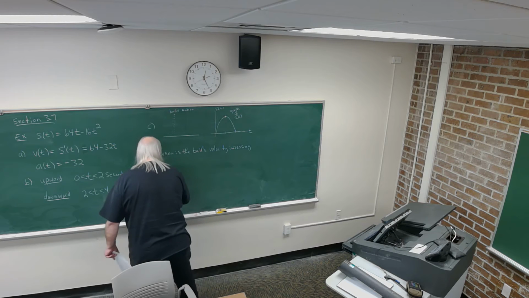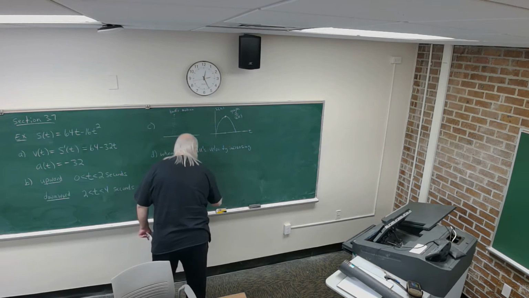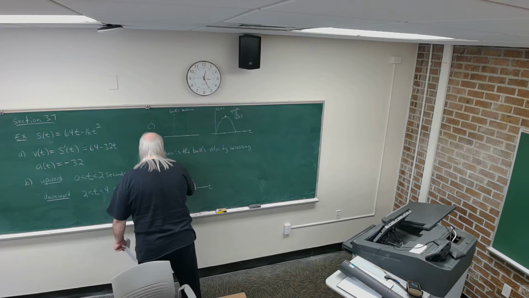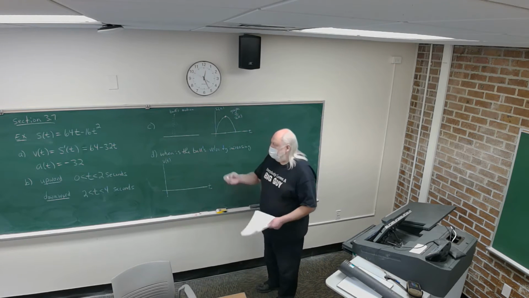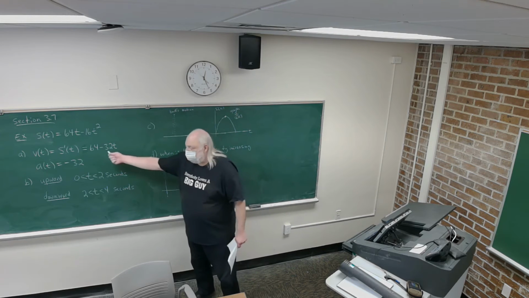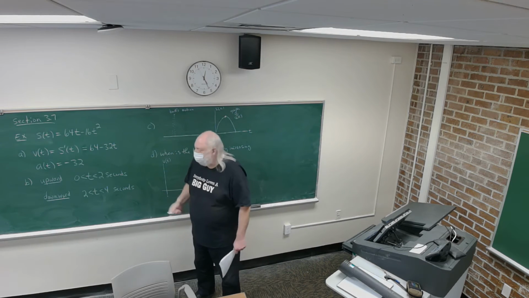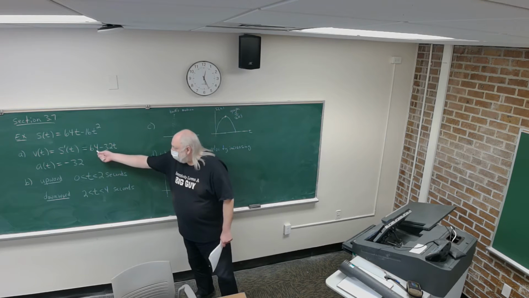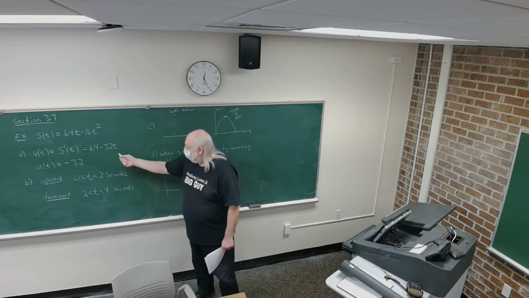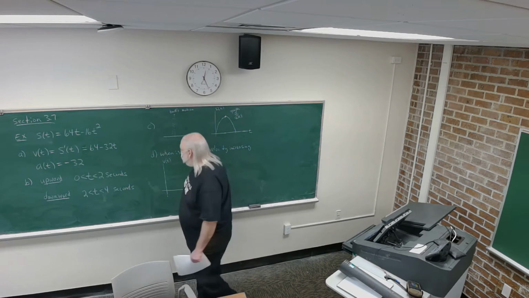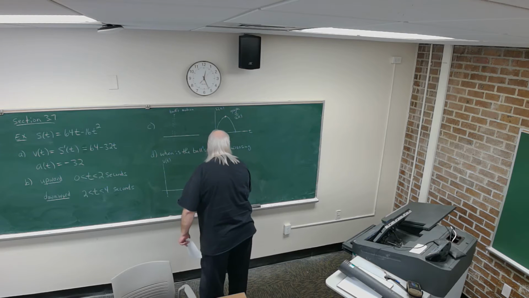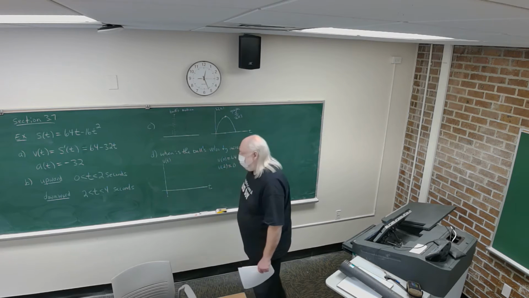One approach that I took was to graph the velocity function. The graph of the velocity function is just a straight line. This is linear. The velocity at t equals 0 is 64, and it crosses the t-axis at t equals 2, where the velocity is 0. So v of 0 is equal to 64, and v of 2 is equal to 0.